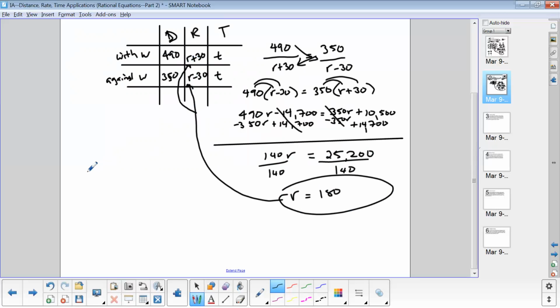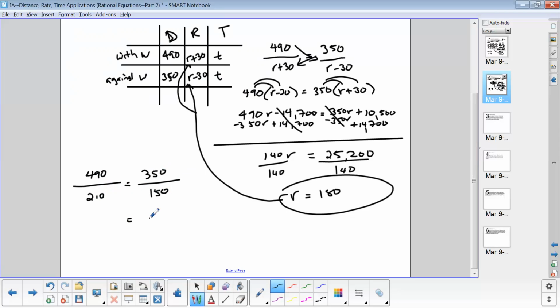So if I'm going with the wind, I've got 490 divided by 180 plus 30, which would be 210. And then if I'm going against the wind, I'm going 350 miles an hour, and that's 180 minus 30, or that would be 150.